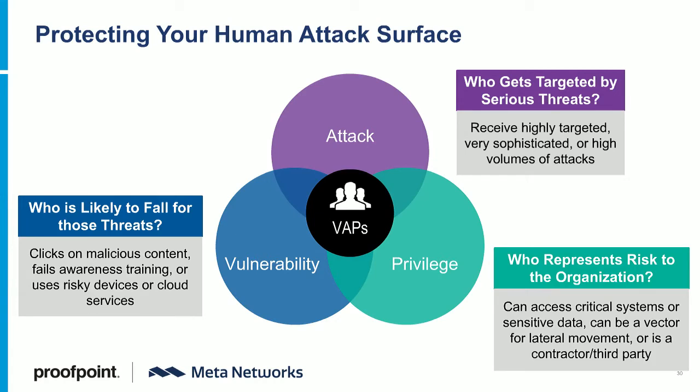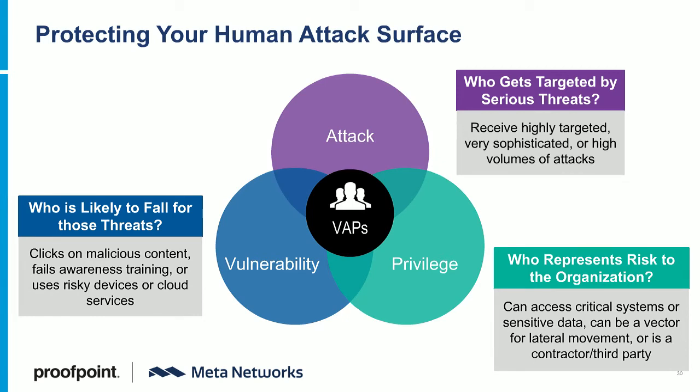And so when it comes to that simple step, one of the things that I've seen a lot of success around is actually figuring out what your human attack surface looks like. Basically, who's getting targeted by serious threats, who's likely to fall for those threats, and then critically, who represents risk to the organization, who can access those crown jewels.